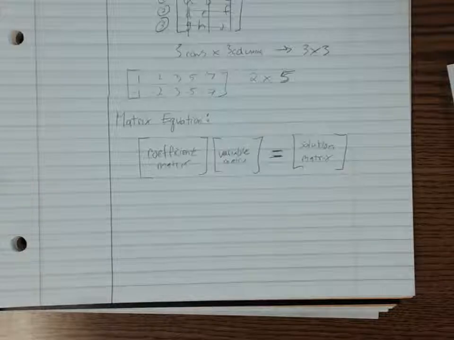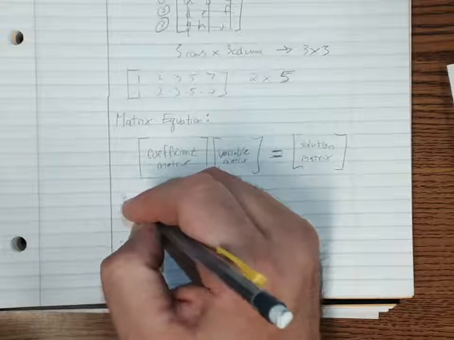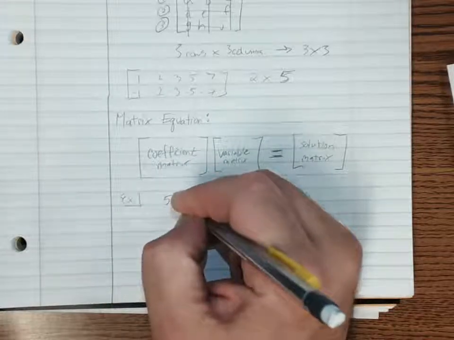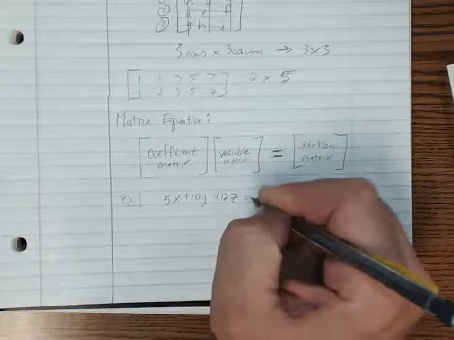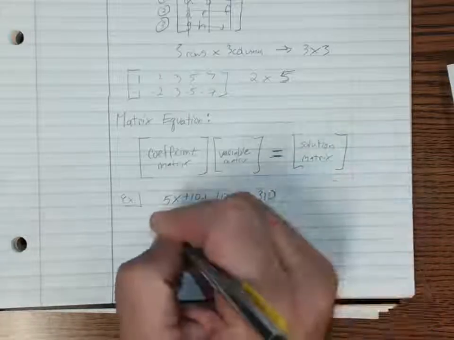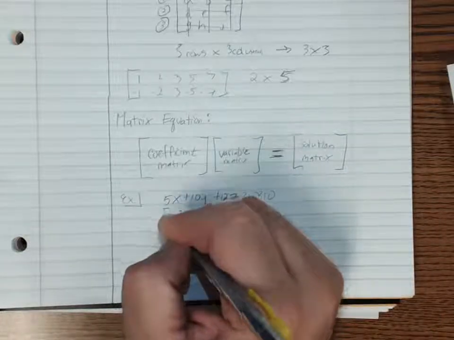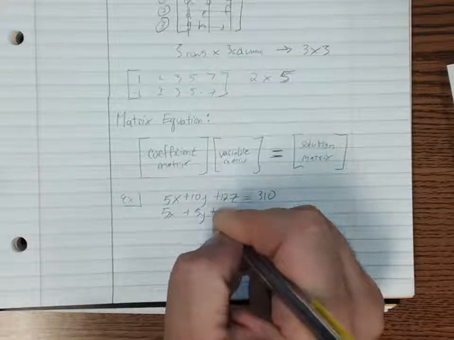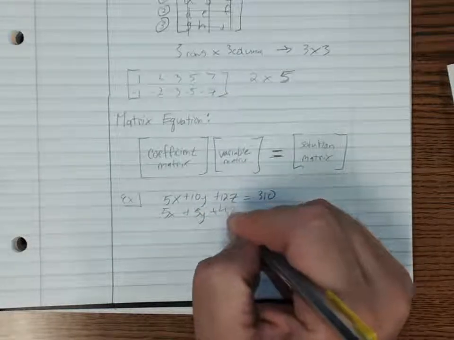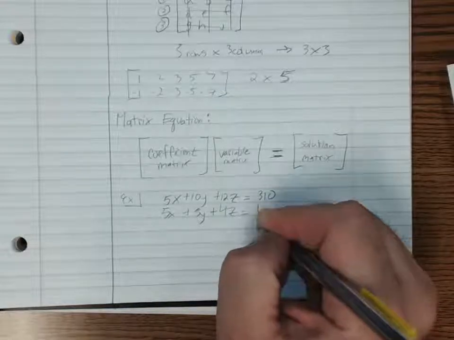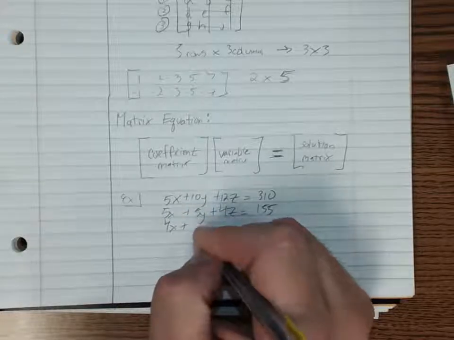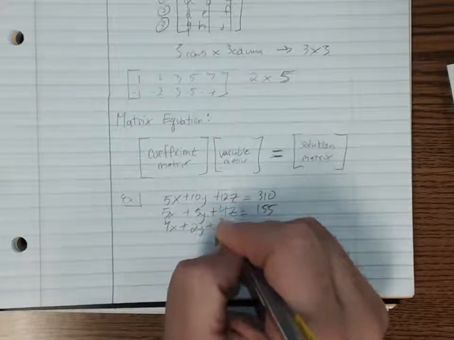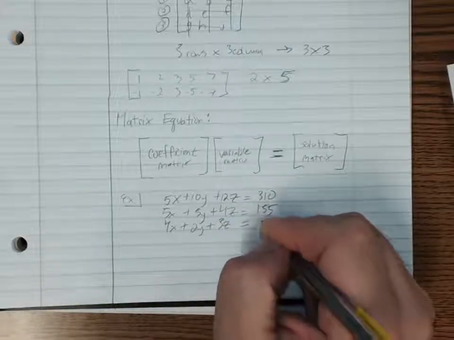So let me see if I can give you an example of this. Say I give you 5x plus 10y plus 12z equals 310. And then the next equation will be 5x plus 5y plus 4z equals 155. And then lastly, we will do 4x plus 2y plus 3z, and that will equal 92.